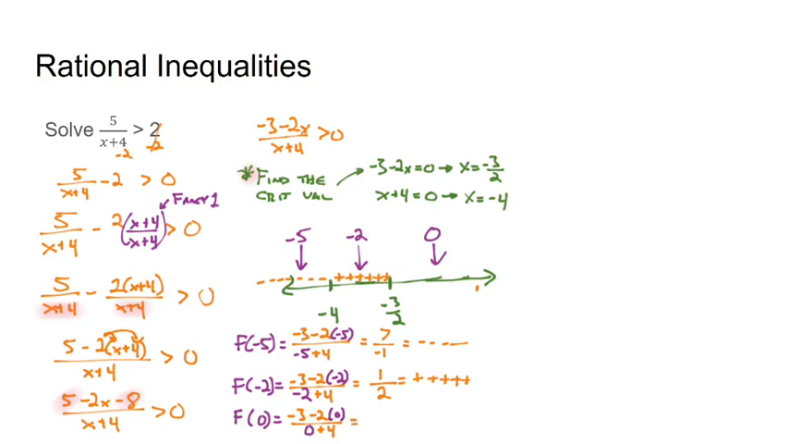And let's do our last one. Let's see, negative 3 minus 0. That's going to be a negative 3 in the numerator and a positive 4 in the denominator. Hey, we got negatives over there.